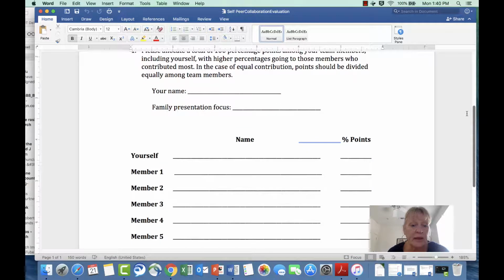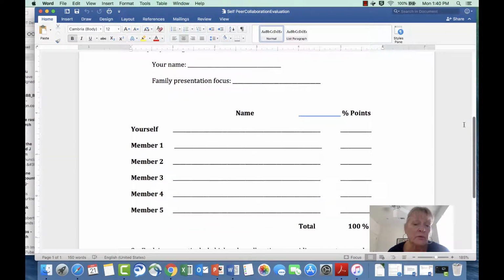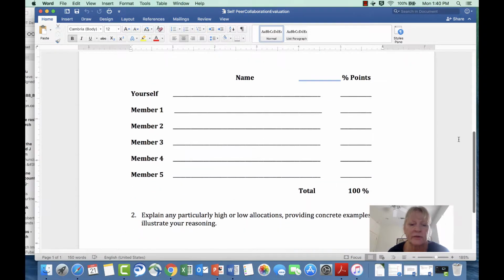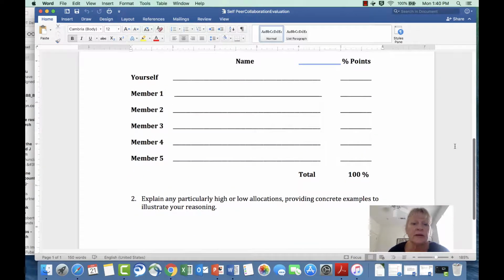You're going to put your name, you're going to put the focus of your presentation. That shouldn't say family, I'll change that. You're going to name yourself and the other members of your group. You have 100 points to distribute, and you're going to distribute that amongst both yourself and the other folks that you worked with. If there are particularly high or particularly low allocations of those points, then you need to provide some examples that justify the scores that you gave.